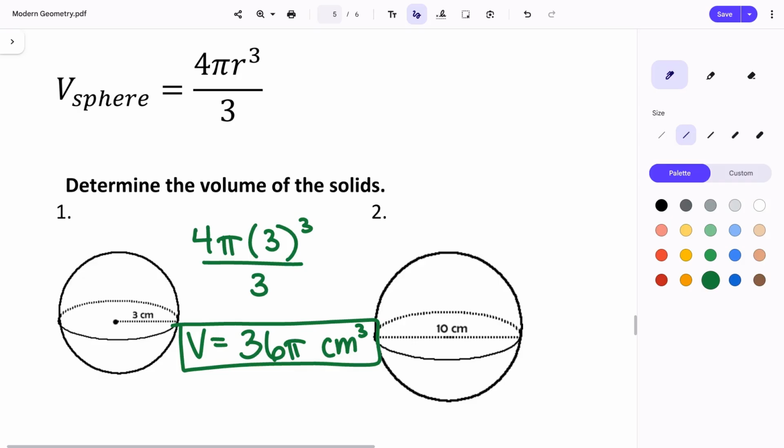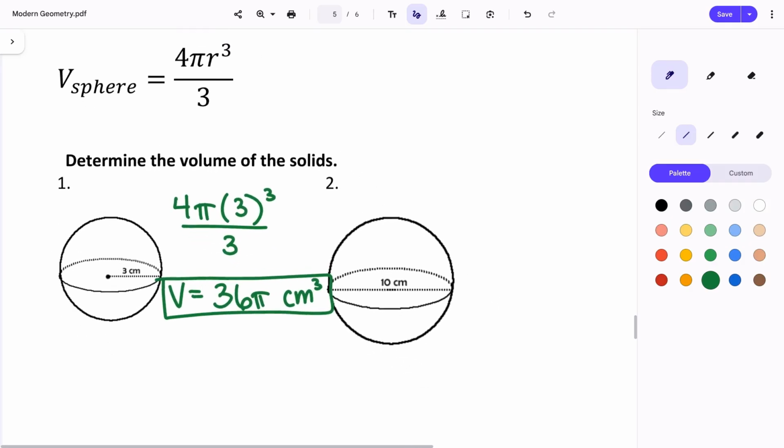Okay, if you look at number 2, do they give you the radius? No, but could you find it? Yeah. What is the radius of this sphere? Just 5. It's just half of the 10. So again, we're just going to plug 5 in. 4 pi times 5 to the 3rd all over a 3.